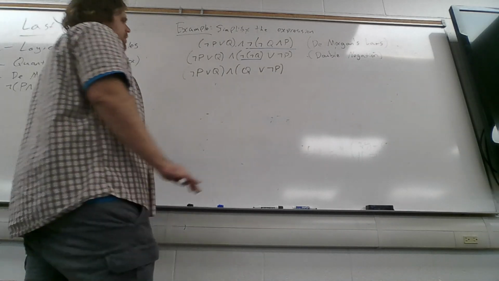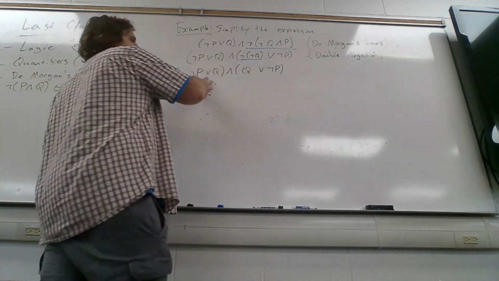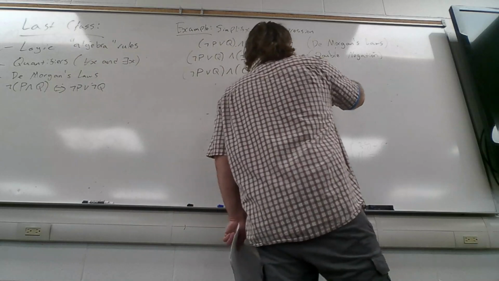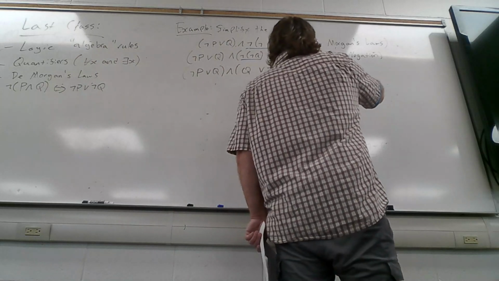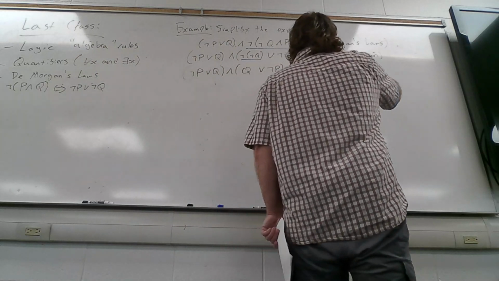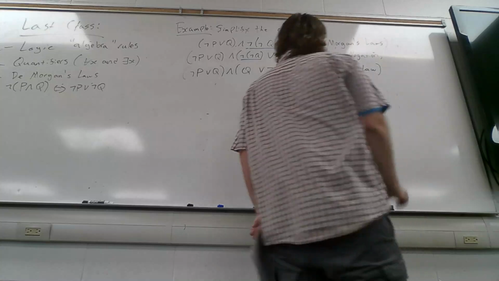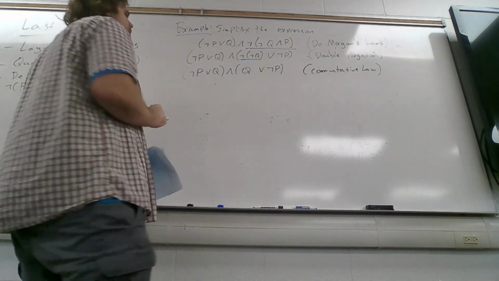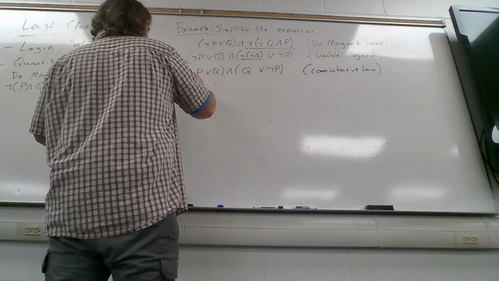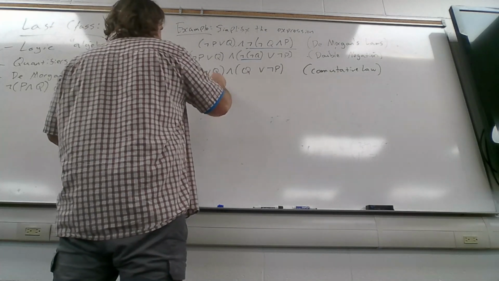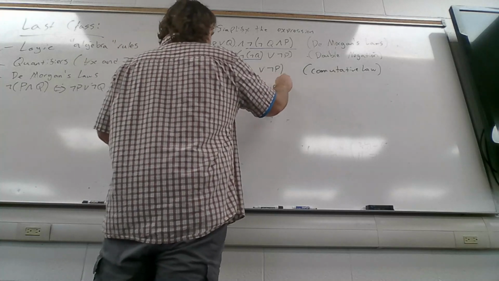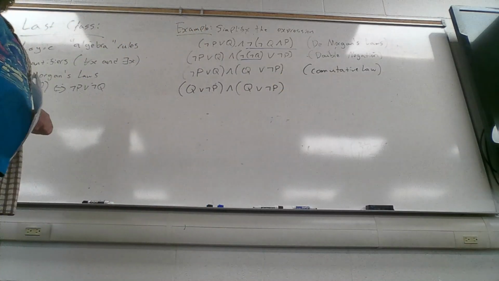Okay, well this thing here and this thing here, they look almost the same, right? They're just written in a different order. Fortunately, we have a rule that says, hey, around ors and ands, you can swap the order of stuff. So we can turn this one into Q or not P. Like that.